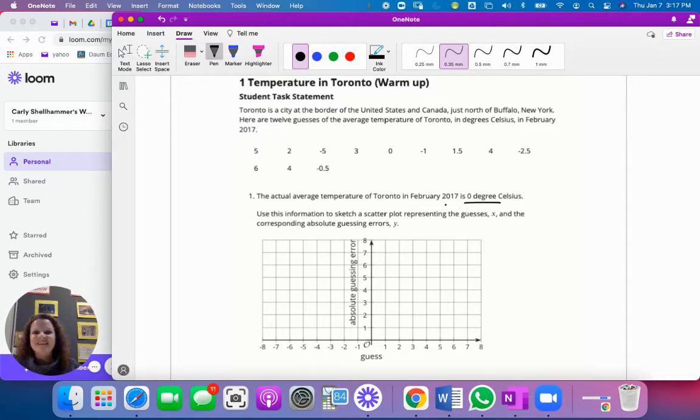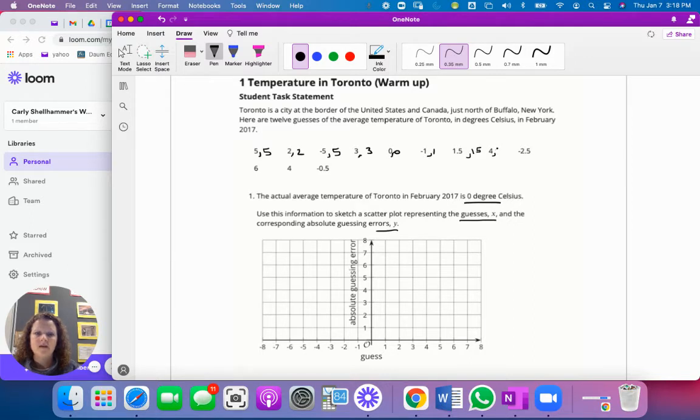Oh, cold. Use this information to sketch a scatter plot representing the guesses X and the corresponding absolute guessing errors Y. So we're just subtracting those values from 0. So our absolute value, this is what we're plotting. So our guess is 5 and our error is 5. So we're going to plot 5, 5, 2, 2, negative 5, 5, because it's the absolute value, 3, 3, 0, 0, negative 1, 1, or 1.5, 1.5.